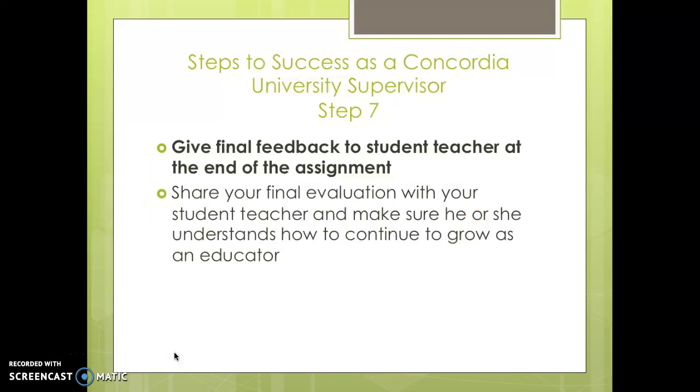Step 7 is to make sure that you talk with your student teacher about the evaluation form you fill out and give them some final feedback for continued growth. So share that final evaluation with them. Again, either you can do it in person at their last formal observation, or you can do a discussion over the phone, or even share it through email and talk through kind of what you saw and ask if they have any questions. There are many ways to do this, but somehow they need to know what your final thoughts are and how you can encourage them to continue to grow as an educator.